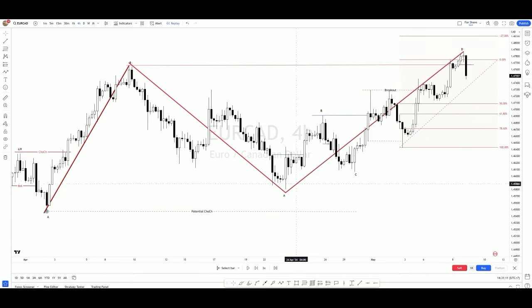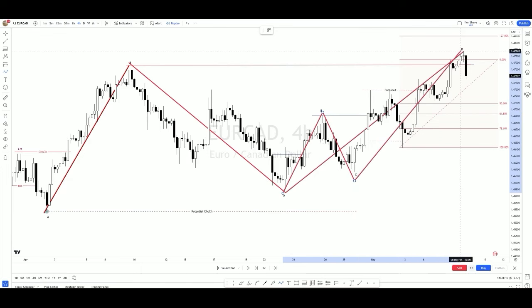And also I have A, B, C, D for the small structure of A, B, C, D. You see, ABCD is everywhere on the trend. It's everywhere on the chart. With more practice, you can spot as many ABCD patterns.